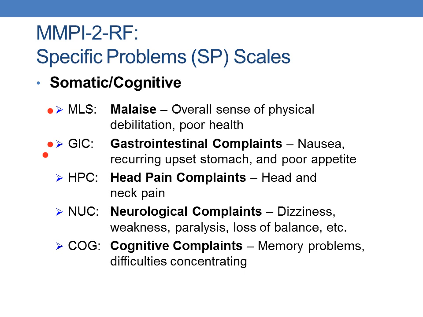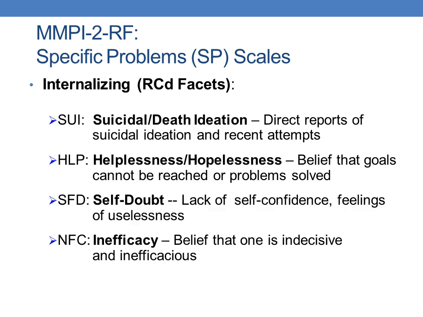Then you have several scales like gastrointestinal complaints, head pain complaints, neurological complaints, and cognitive complaints that capture just different types of cognitive and physical issues. And the titles are pretty clear in what they're capturing. So, nausea for gastrointestinal complaints, pain issues for head pain complaints, dizziness and weakness or paralysis for neurological complaints, and memory and attention problems for cognitive complaints.